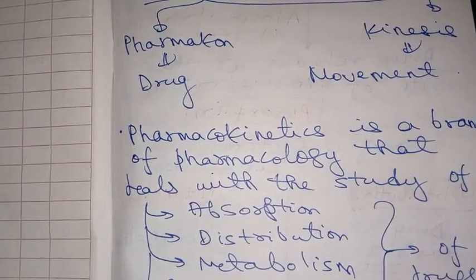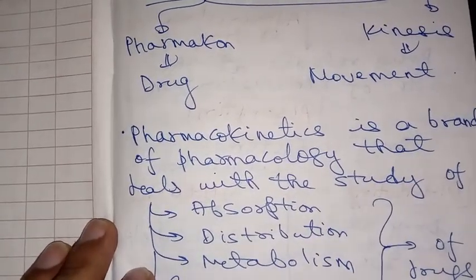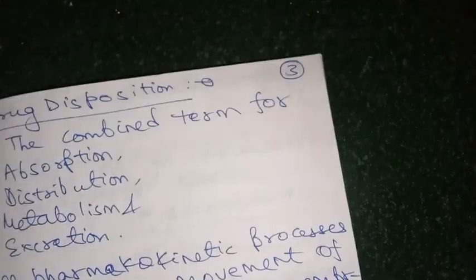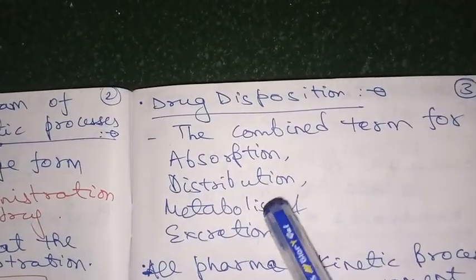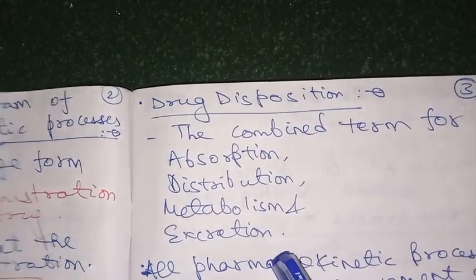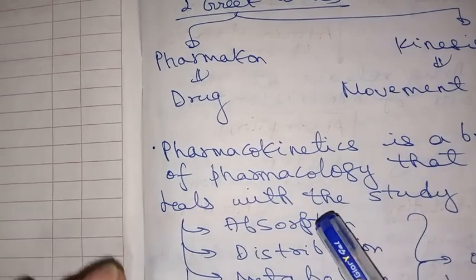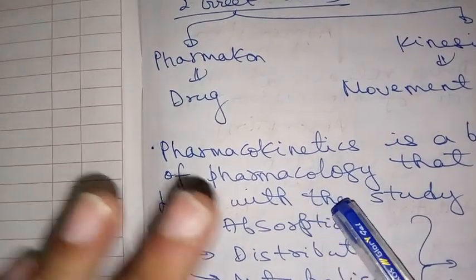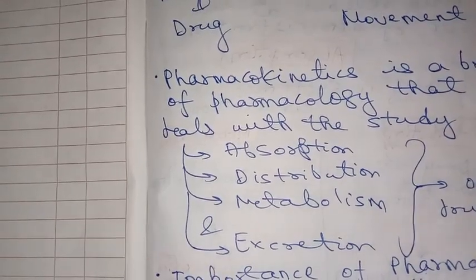Before we move ahead, we should know that these 4 steps are collectively called drug disposition, as I have written here. Drug disposition is the combined term for absorption, distribution, metabolism, excretion, ADME. So we can also say that pharmacokinetics is a branch of pharmacology that deals with the study of drug disposition. We can say it in any form. This is important for pharmacology, not much important.